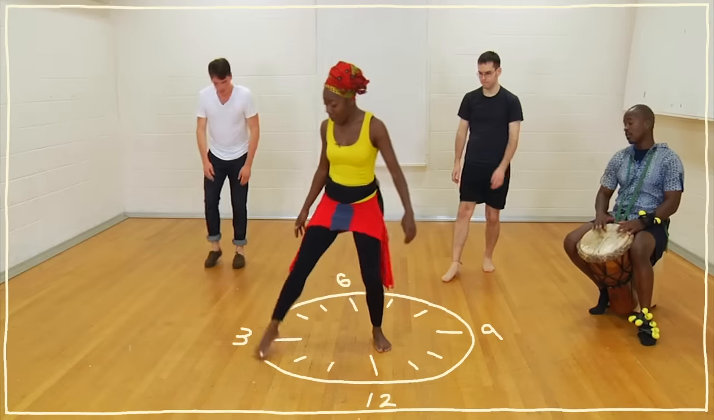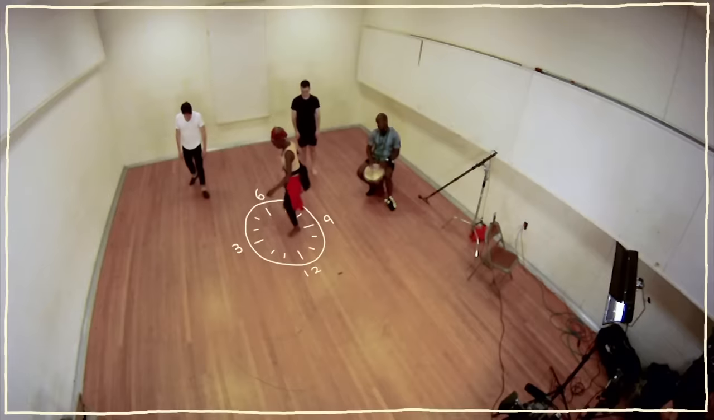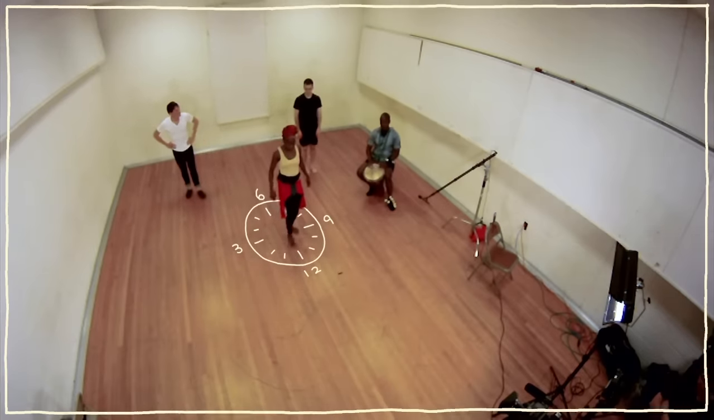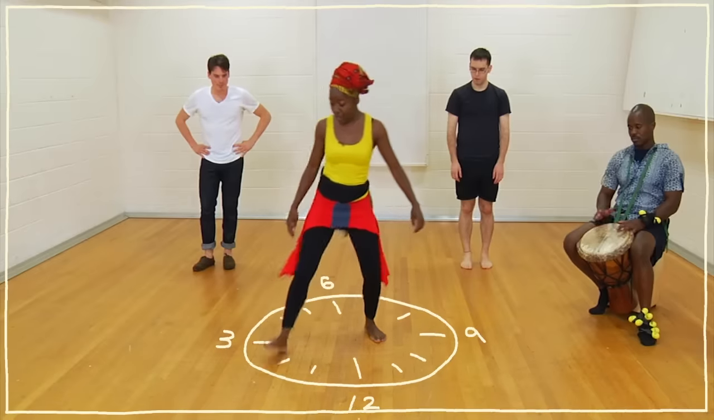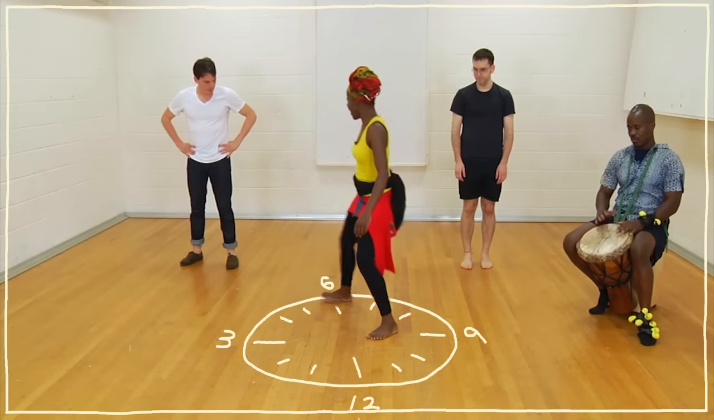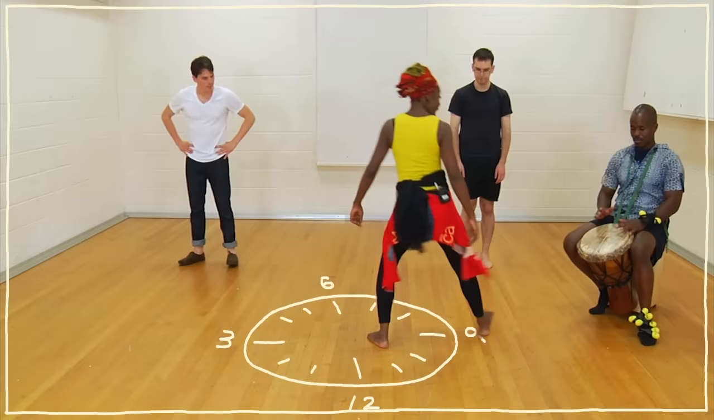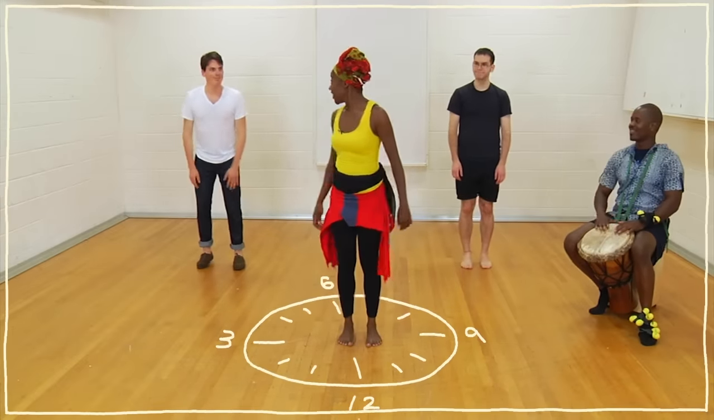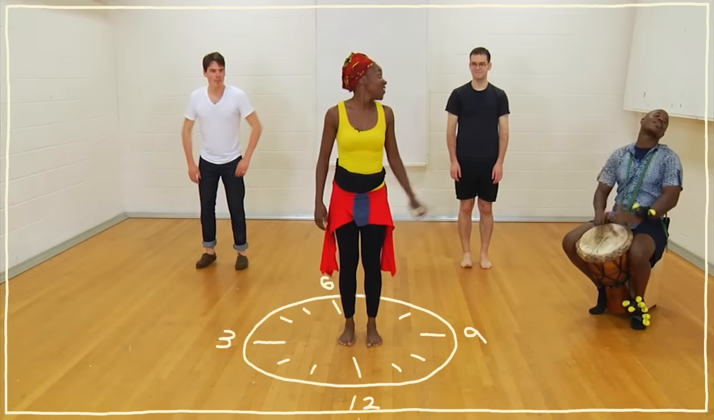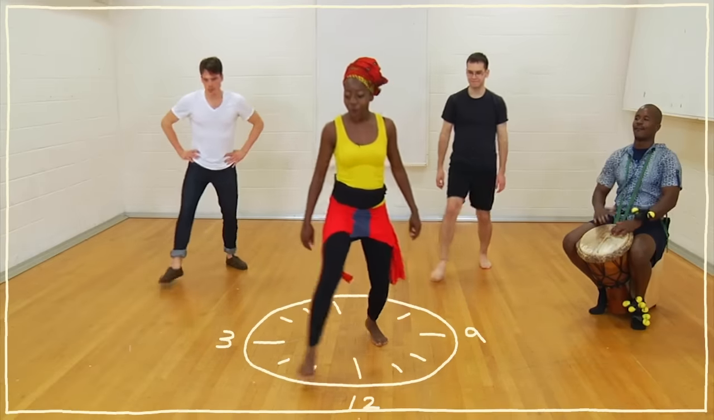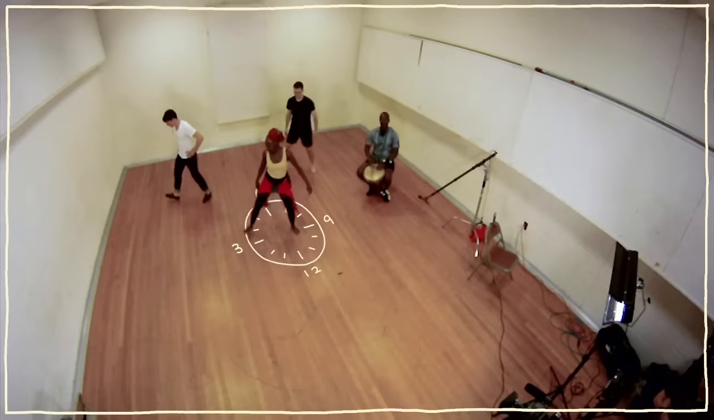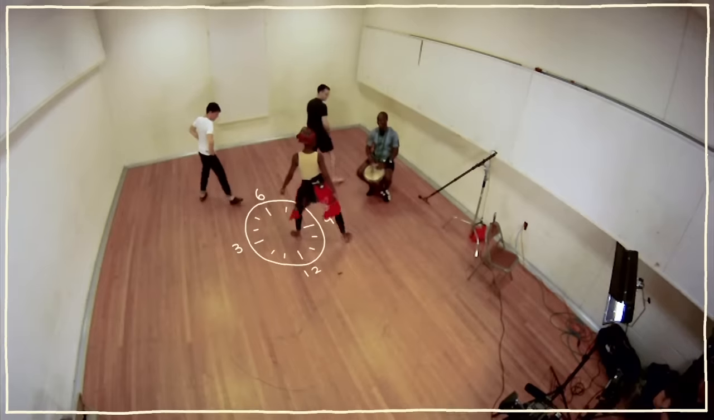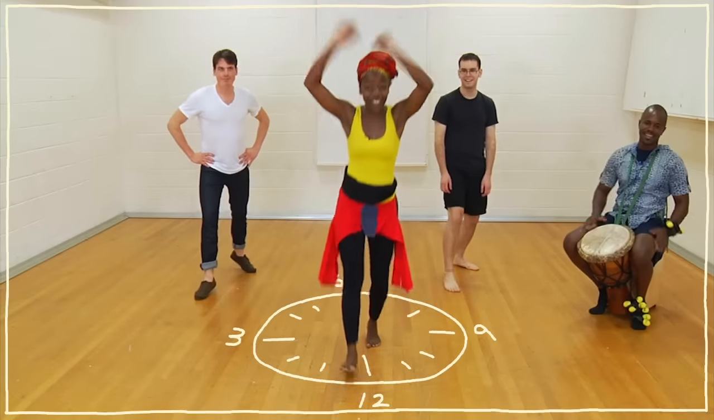To mark all the time around this way, right? So we're pivoting is what we're doing, going in a circle. You want to go 12, 1, 2, 3, 4, 5, 6, 7, 8, 9, 10, 11, 12. Right? Can we do it? Here we go. 5, 6, 5, 6, 7, 12. 1, 2, 3, 4, 5, 6, 7, 8, 9, 10, 11, 12. Right? Double time.